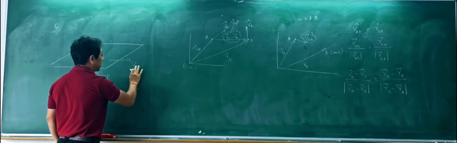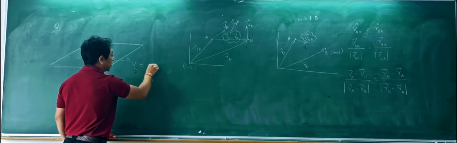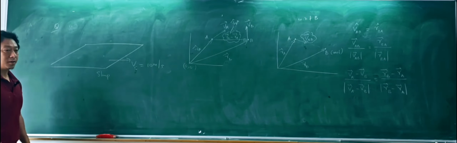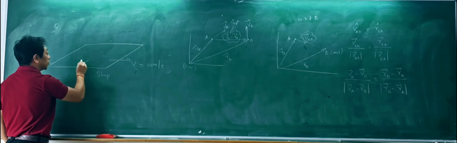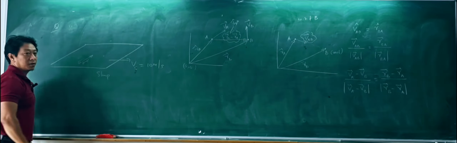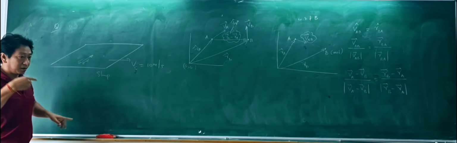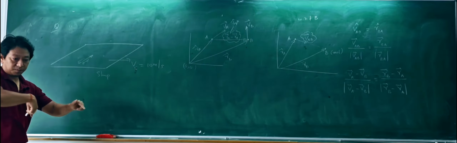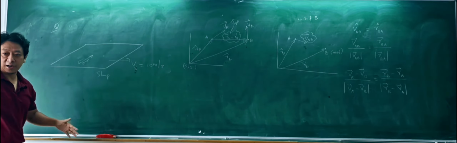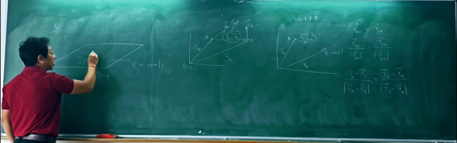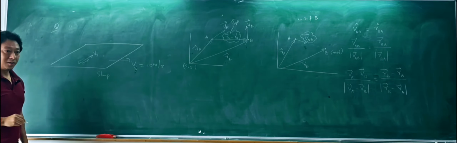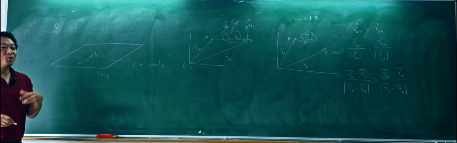The velocity of the ship is, let's say, 10 meters per second. In the ship there is a car which is going this way, meaning inside the boat. If this room was the ship, the car is moving this way. And that velocity of the ship that they give, you should think with respect to whom.